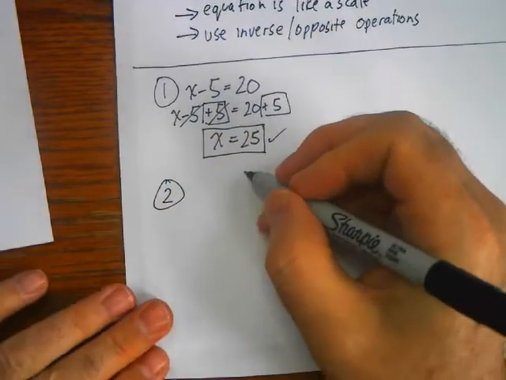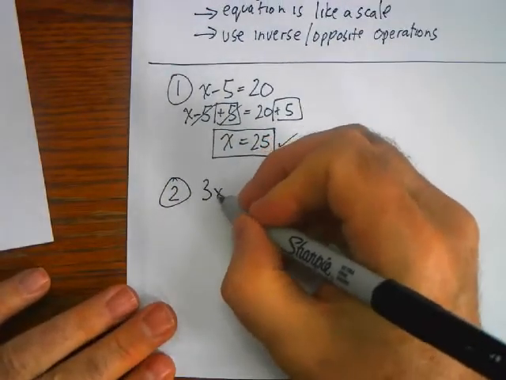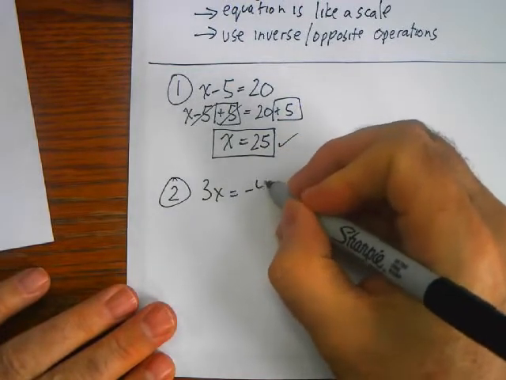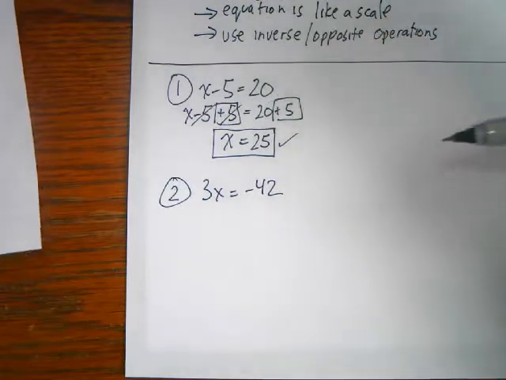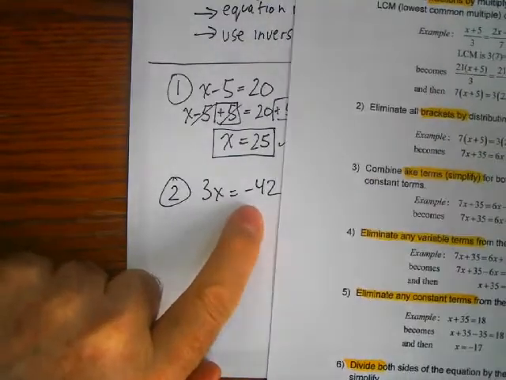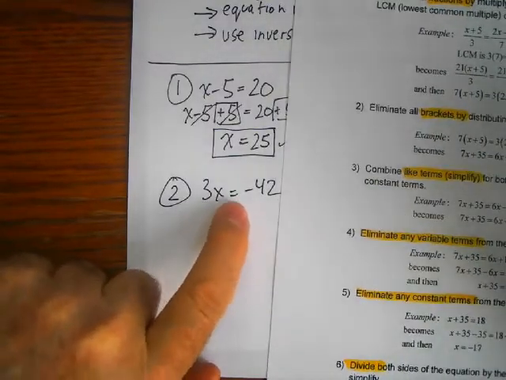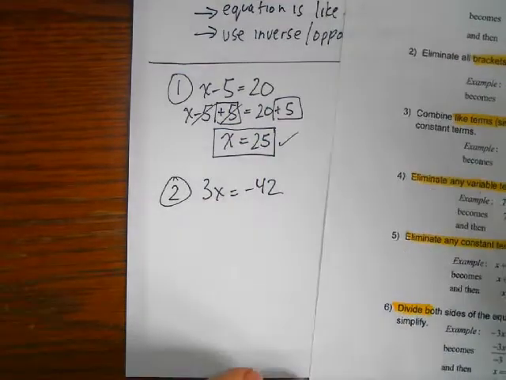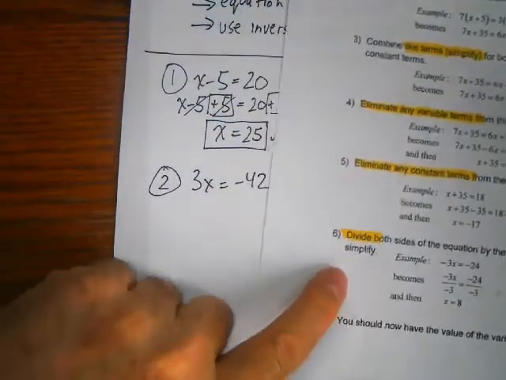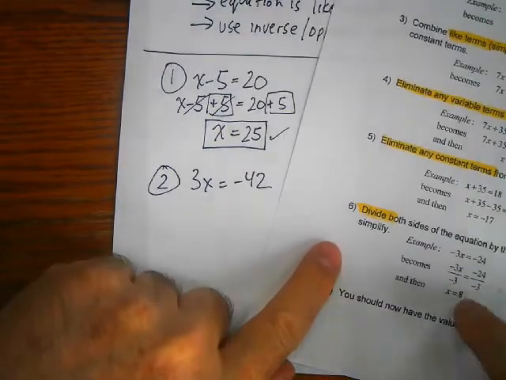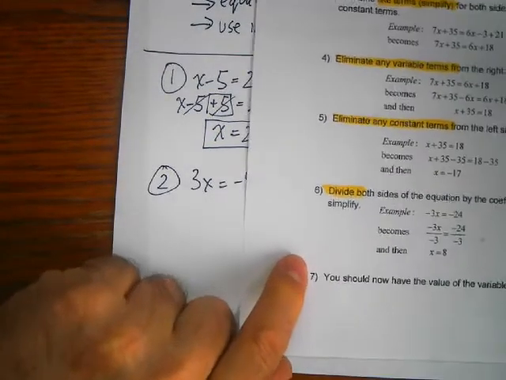We have 3x equals negative 42. So again, if we go through the checklist, no fractions, no brackets, nothing to simplify. We basically got an x term on one side and a constant on the other. So we can fly right through here, and we basically get down to the bottom where we have something very similar to what we have in the example.